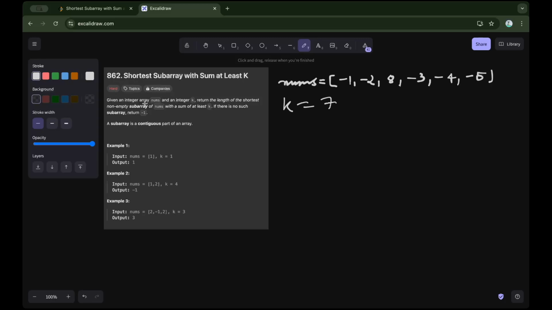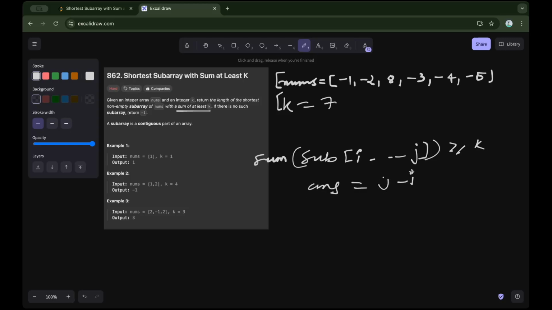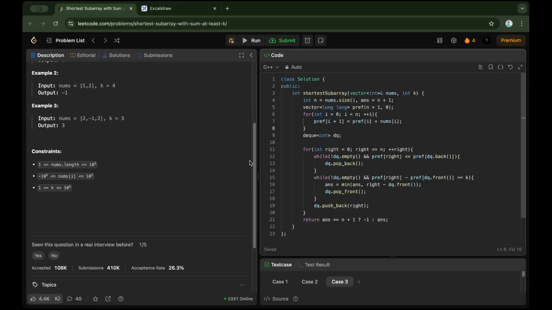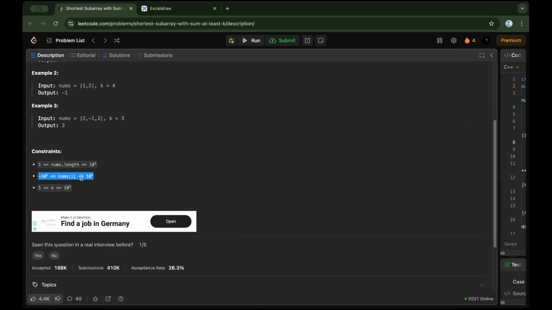It says that given an array nums and an integer k, you have to return the length of the shortest non-empty subarray of nums such that the sum is at least k. Let's define the subarray i to j. The sum of this should be at least k, and we have to report the length, j minus i. The hardest thing in this problem is that it contains negative numbers.